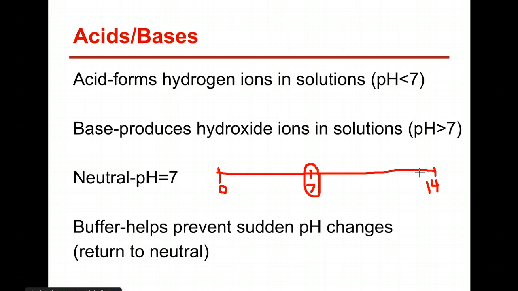Now in our bodies we have buffers, and buffers help us to prevent sudden pH changes. For example, you have a buffer in your stomach, and that buffer helps to keep the acid in your stomach from actually burning through the lining of your stomach. So you have acid inside your stomach, and then you have a lining that's very basic. It's a buffer that kind of neutralizes that acid.